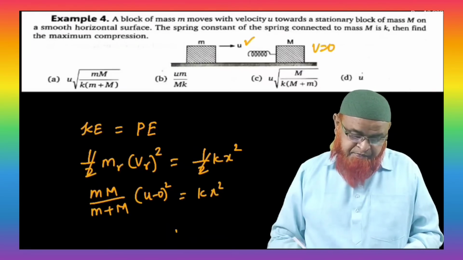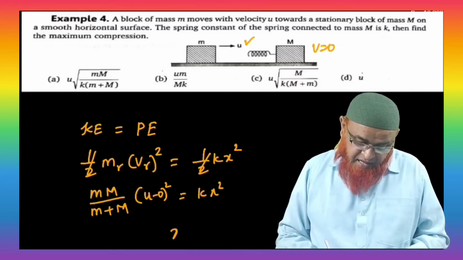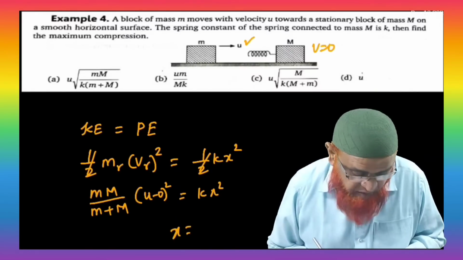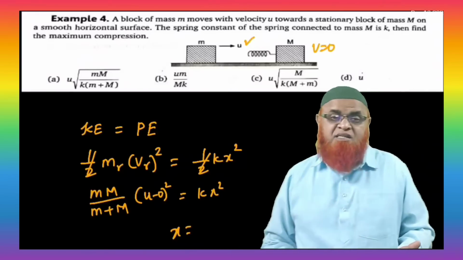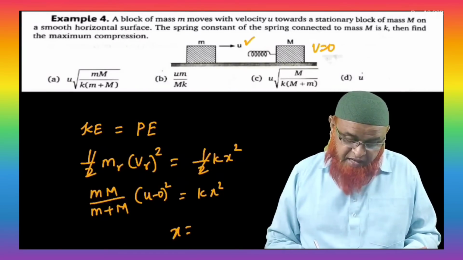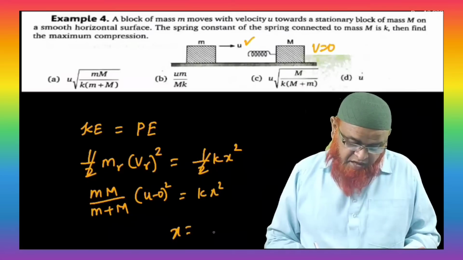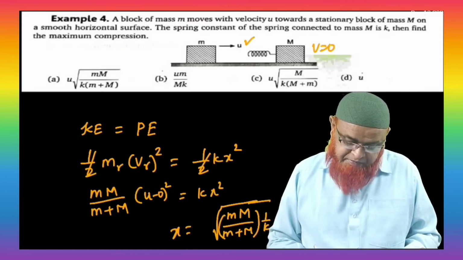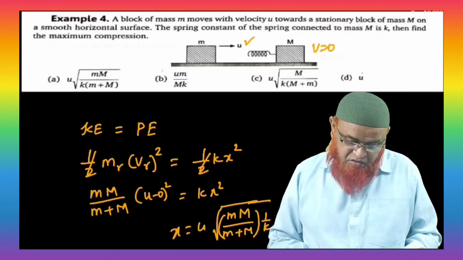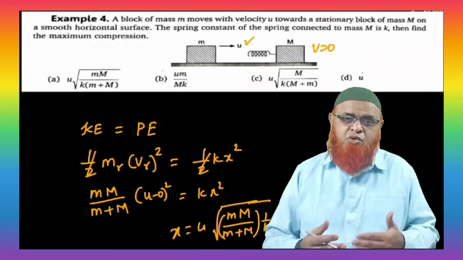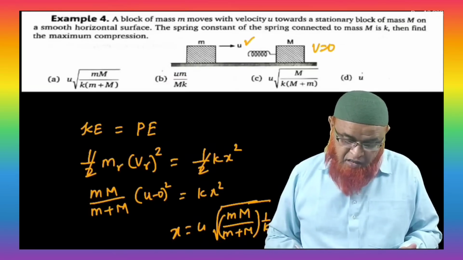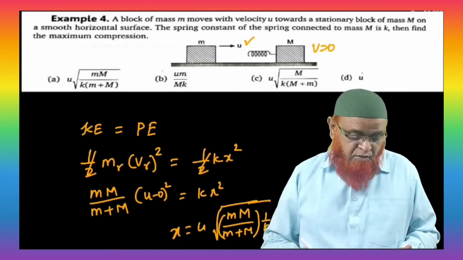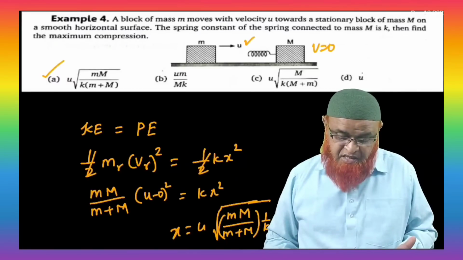It's very simple now. So you can just write this as x is nothing but, it is asking us to find out maximum compression. Means you have to find out what is x here. That's it. So what is x here? X is nothing but, you can write this as square root of m capital M by small m plus capital M into 1 by k. And this u will come outside here because it is going to be u square, under root becomes u, which is going to come outside. So with this, it is clear that your correct option is going to be option number A. That's it. It's very simple.